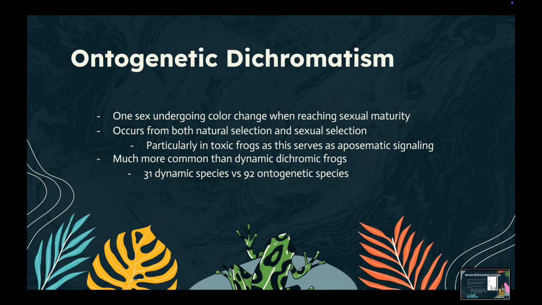But it can also occur from natural selection, specifically in toxic frogs, because bright colors also serve as aposematic signaling. That means it is signaling to predators that this frog is toxic, do not eat it. So that is how it occurs from both natural selection and sexual selection. Ontogenetic dichromatism is much more common than dynamic dichromatism. There are 92 ontogenetic frog species, while there are only 31 dynamic frog species.